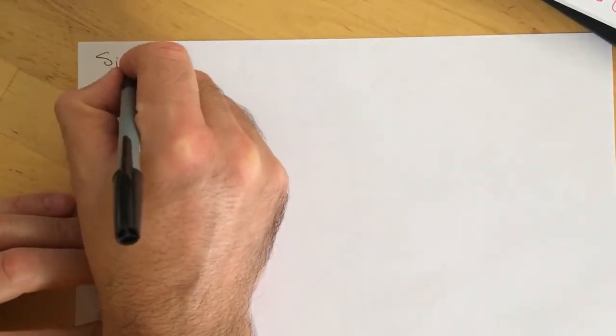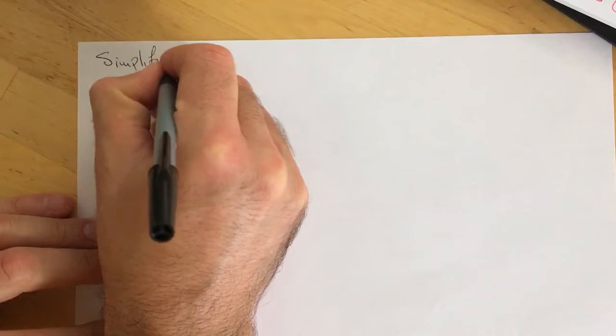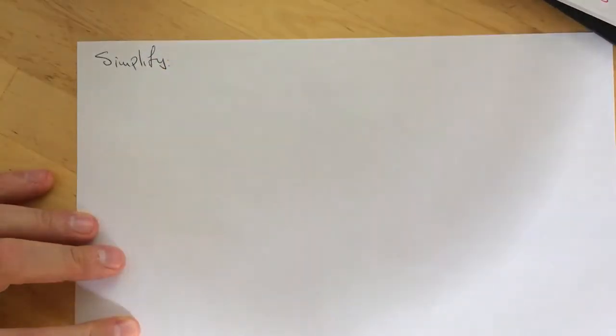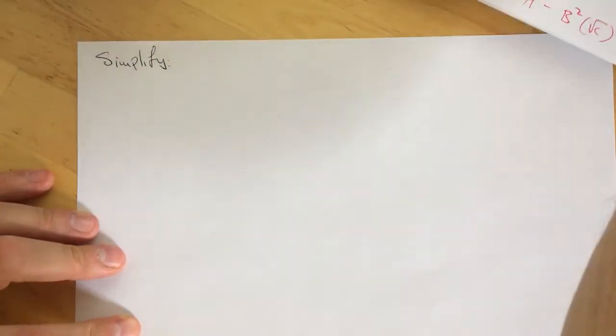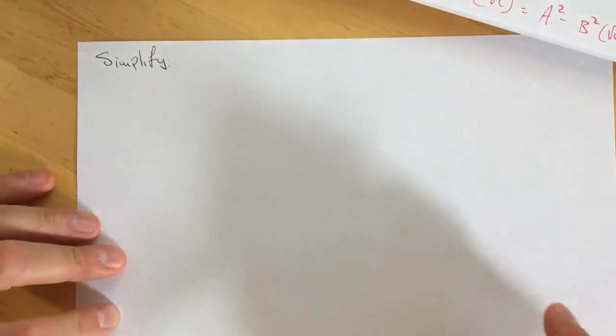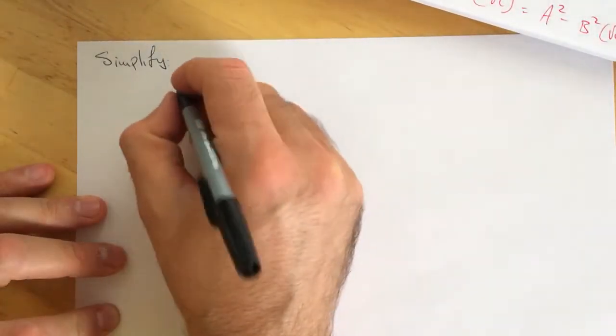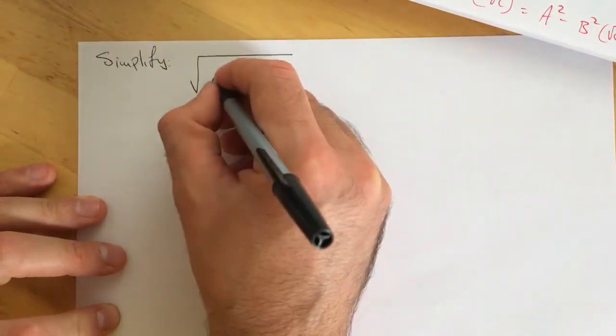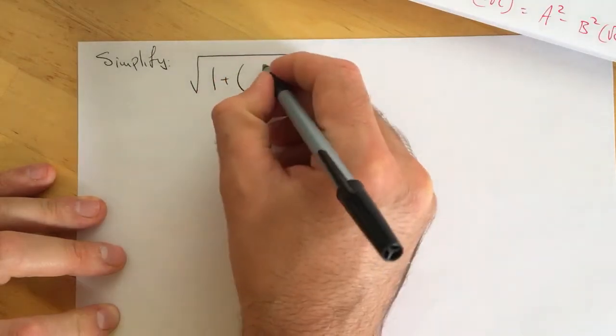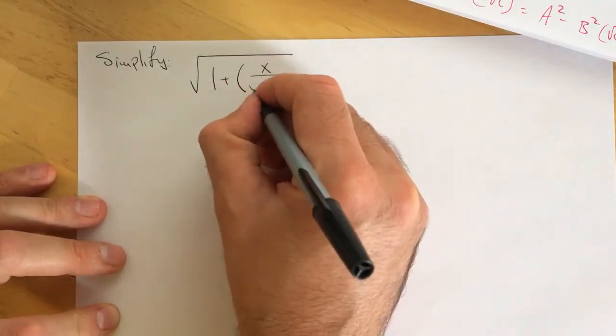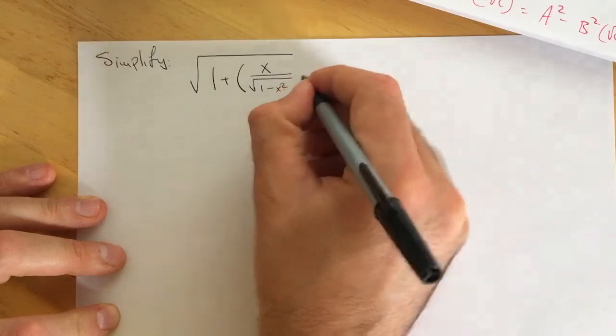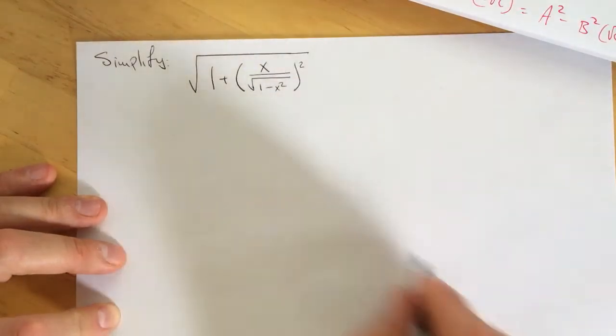Okay, let's do another problem. Again, the question is the same. Simplify. The square root of 1 plus x over the square root of 1 minus x squared, and then the whole thing squared.